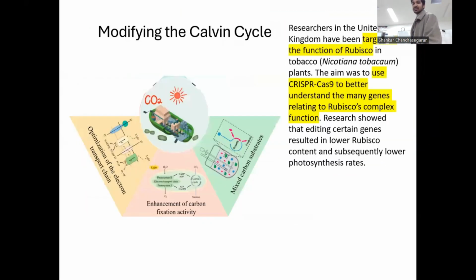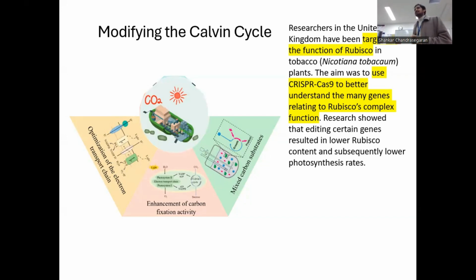So essentially, each of these can be done, and each of these are being researched, right? For example, researchers in the United Kingdom have been targeting the function of rubisco in tobacco plants, such that they want to use CRISPR-Cas9 to better understand the many genes relating to rubisco's complex function. So using CRISPR-Cas9 is not just about adding genes or modifying genes. It's also used to study genes. Who can give me an idea of how you'd use a gene modifying tool to study a gene?